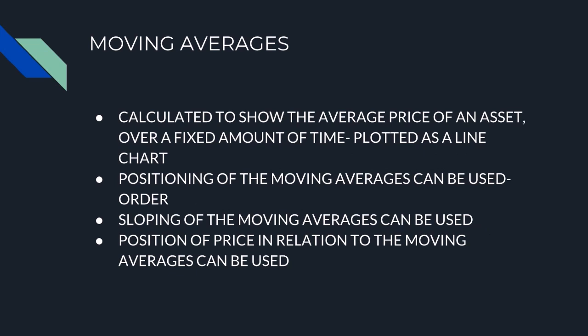Moving averages, another great tool. One of the most popular methods used for determining the trend direction, strength of a trend, momentum, all that stuff. You can use the moving averages. Essentially, they're just a calculation of the average price of an asset over a fixed amount of time, plotted as a line chart. So a 20 period moving average on the daily chart is going to take the last 20 days and average the price and plot it in a line and just show you a linear graph version of what price is already showing us.